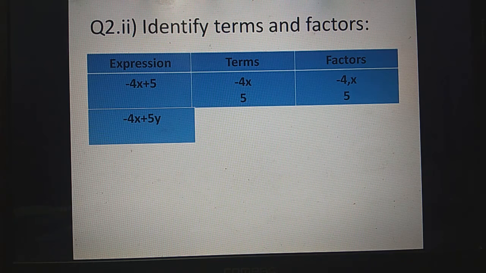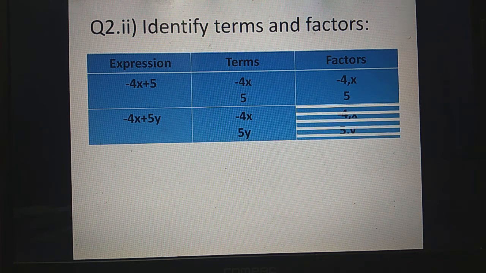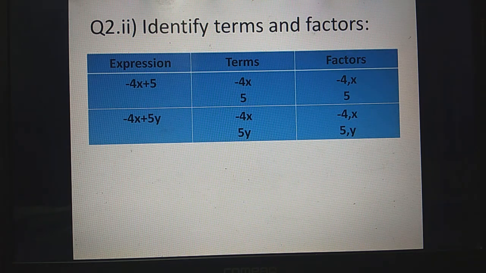Next, minus 4x plus 5y. Again, there are 2 terms, minus 4x and 5y. Now, how will you factorize the first term? So, you can mention in the first term, the factors are minus 4 and x. In the second one, the factors are 5 and y. Basically, you will split the terms to show the factors. You have to separate all the factors by comma and the factors related to a particular term will be on the particular line.